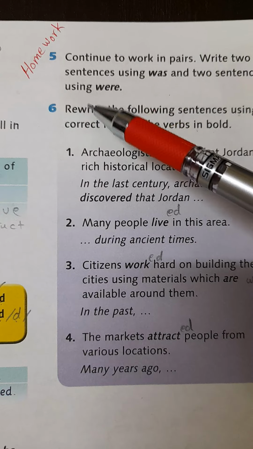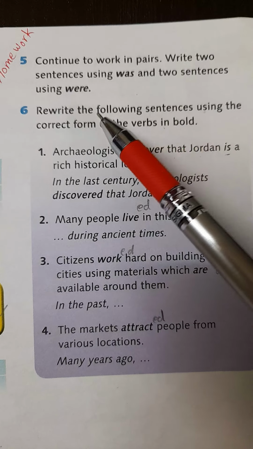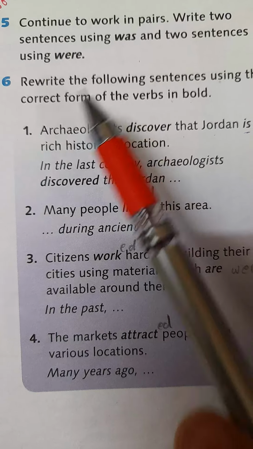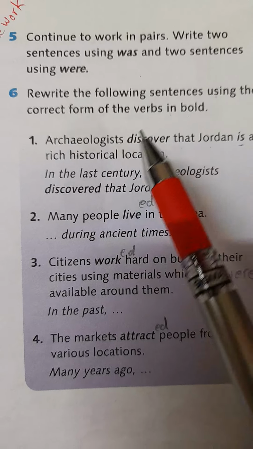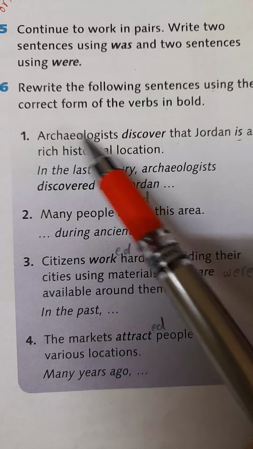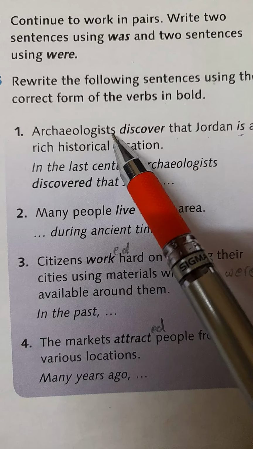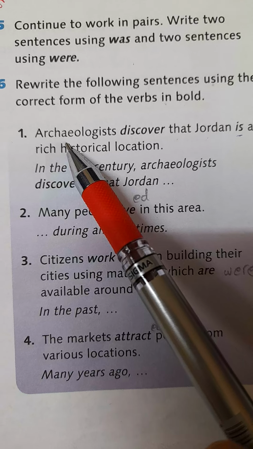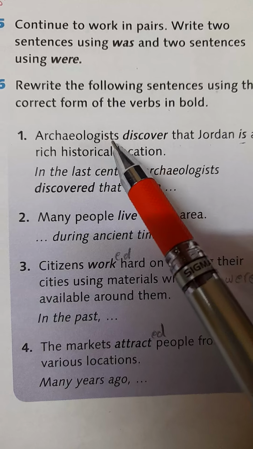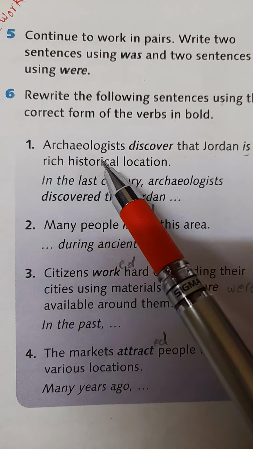Now let's continue. We have number 6 here. Rewrite the following sentences using the correct form of the verbs in bold. So look, we will rewrite this sentence using the correct form of the verbs. We have: Archaeologists discover that Jordan is a rich historical location.